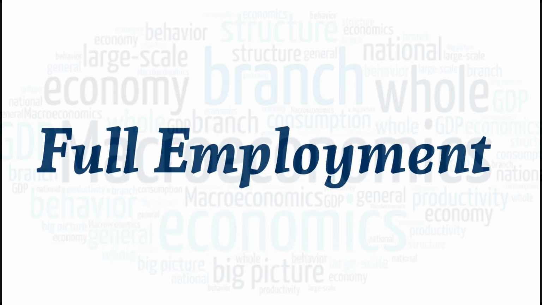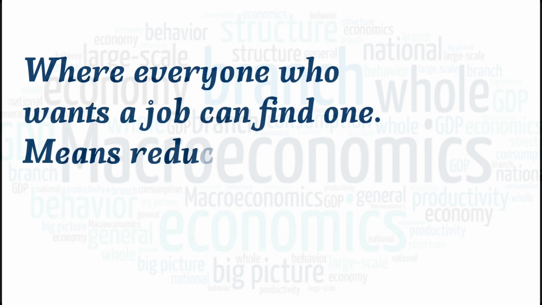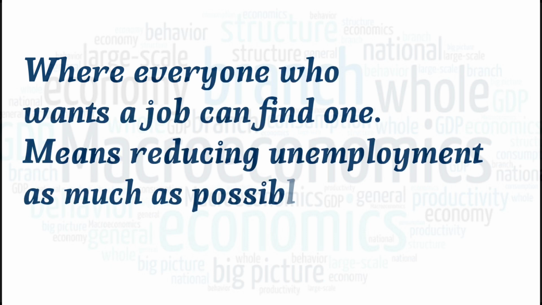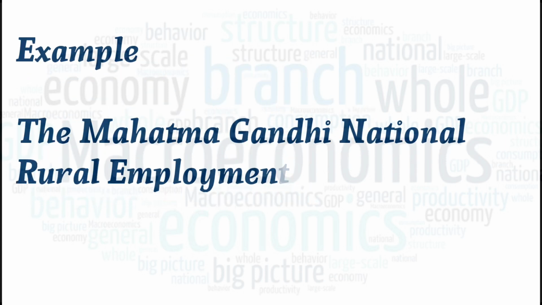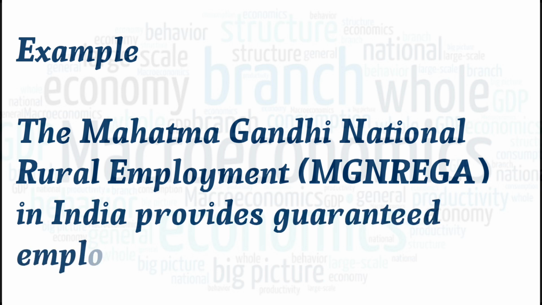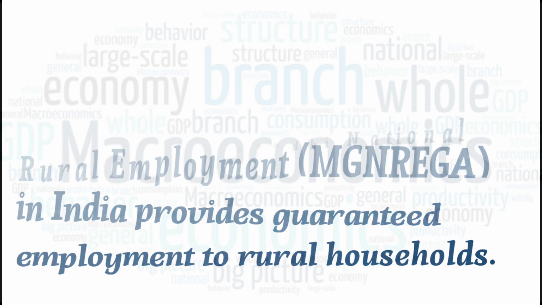Number two, full employment. Achieving a situation where everyone who wants a job can find one. This means reducing unemployment as much as possible. Example to consider here, the Mahatma Gandhi National Rural Employment Guarantee in India provides guaranteed employment to rural households.